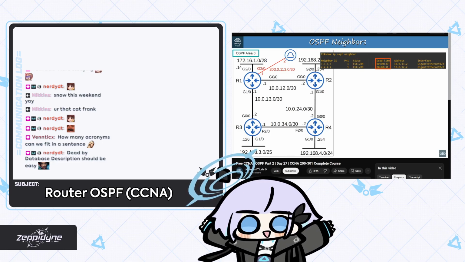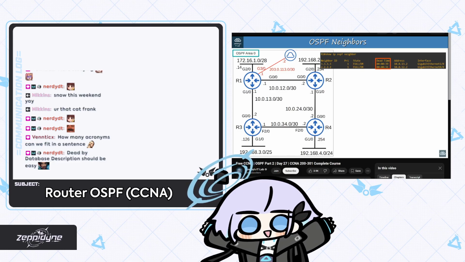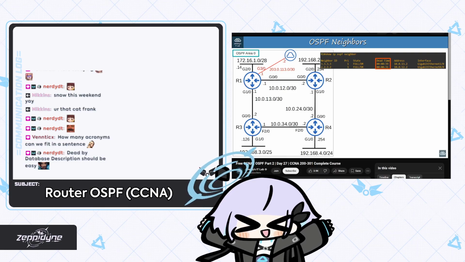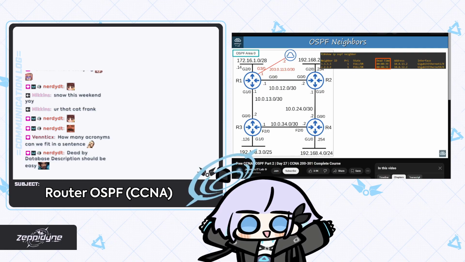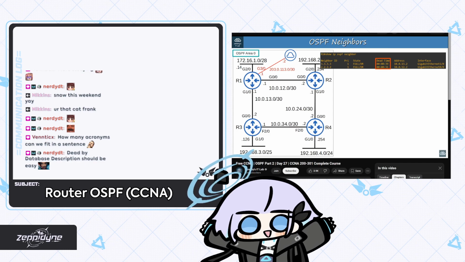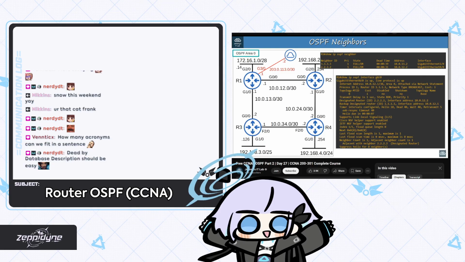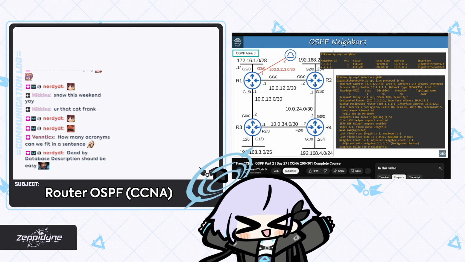Also notice the dead time. This counts down from 40, but resets as soon as R1 receives a hello packet from the neighbor. So, assuming a hello packet is received every 10 seconds, it should count down to 30, reset to 40, count down to 30, reset to 40, etc. 40 seconds is the default for OSPF dead time.